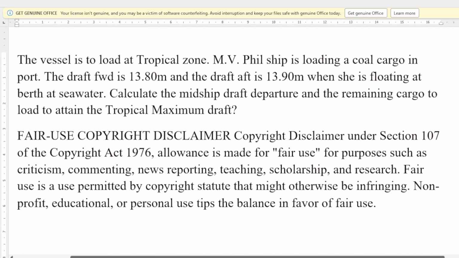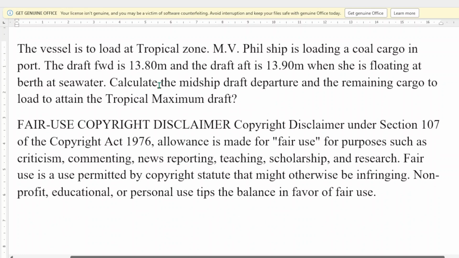Says here, the vessel is to load in a tropical zone. MV Fieldship is loading a coal cargo at port. The draft forward is 13.80 and the draft aft is 13.90 when she is floating at berth in seawater. Okay, so the density would be 1.025. Calculate the midship draft departure and the remaining cargo to load to attain the tropical maximum draft.